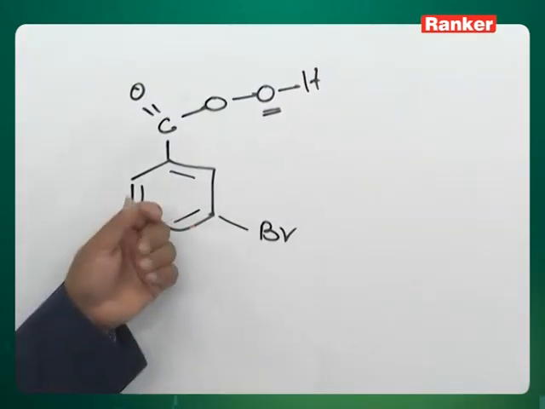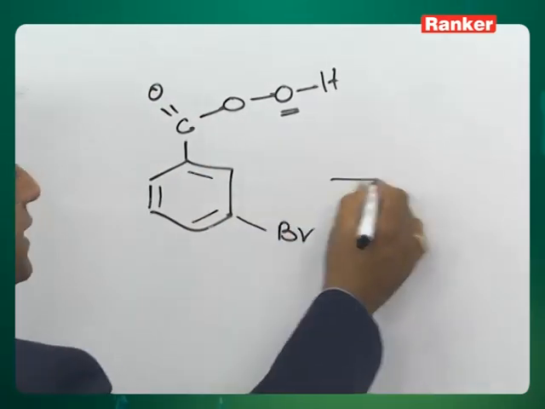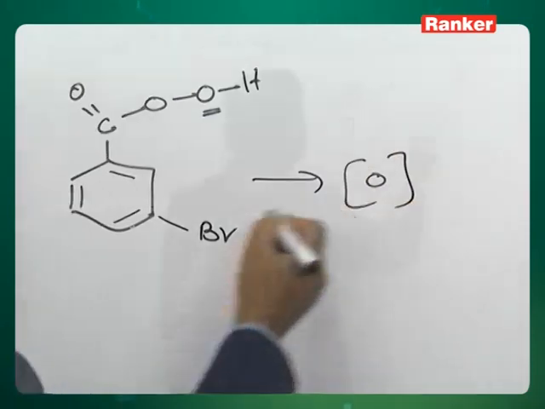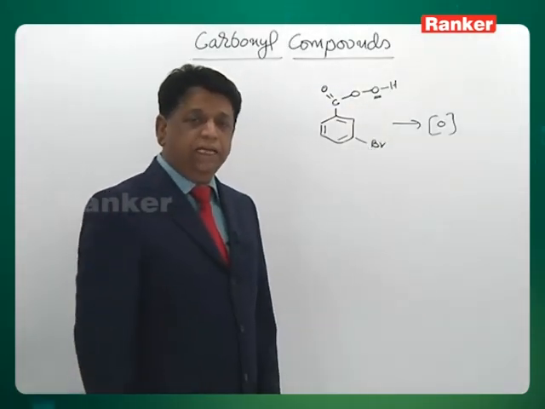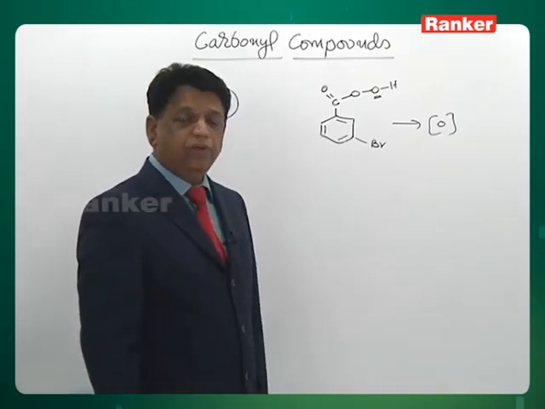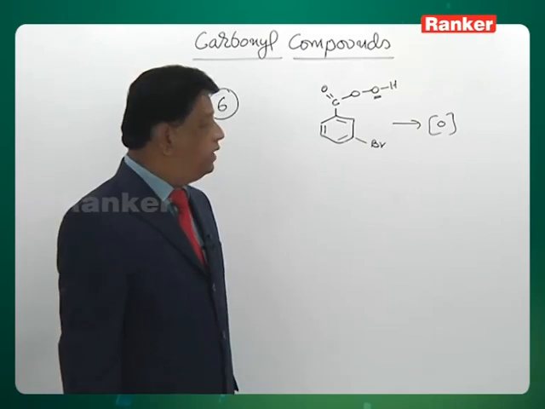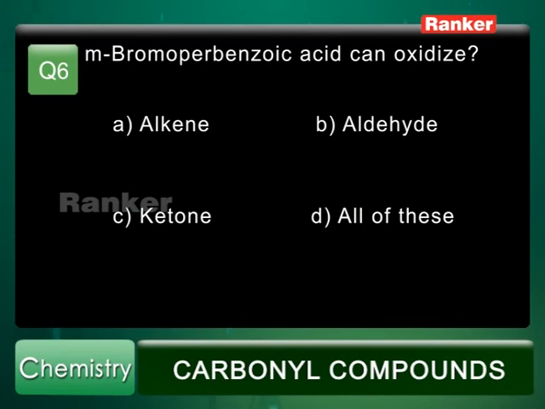So a minus I effect will be there, so a withdrawing group will be there. It imparts nascent oxygen readily and becomes a carboxylic acid. So this can oxidize alkenes into epoxides, aldehydes into acids, and ketones also, by their side you will get an O and you will get ester formation. All of these is the right answer. So answer D will be the right answer. D is the right answer. So all can be oxidized with the perbenzoic acid.